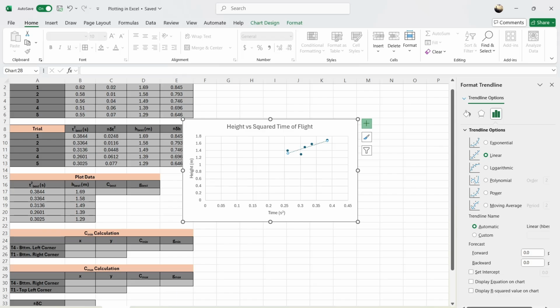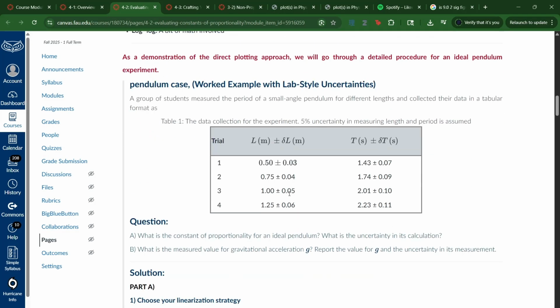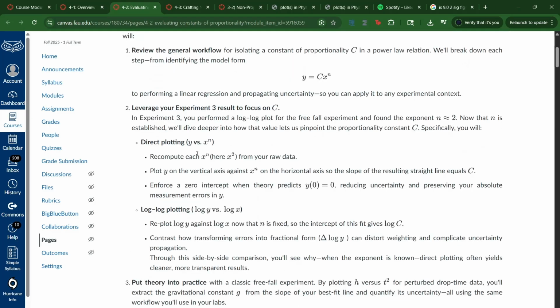So if you take a look at the modules, it does tell you what we're going to end up doing when it comes to plotting this data. After we plot y versus x, we have to enforce a zero intercept when theory predicts that y of 0 equals 0, reducing uncertainty and preserving your absolute measurement errors in y.